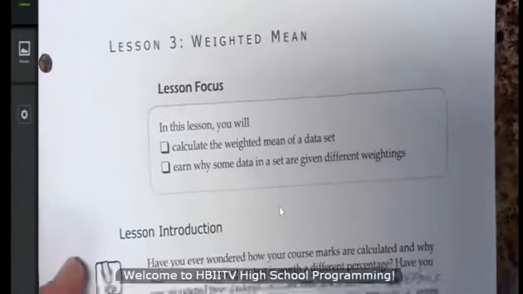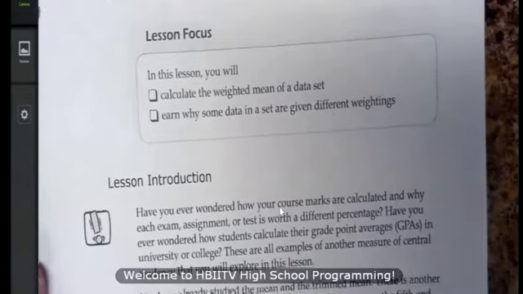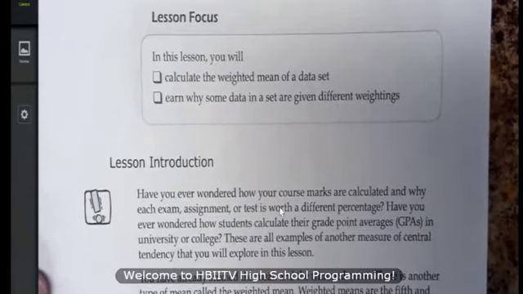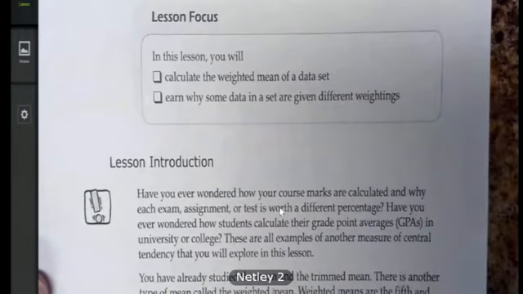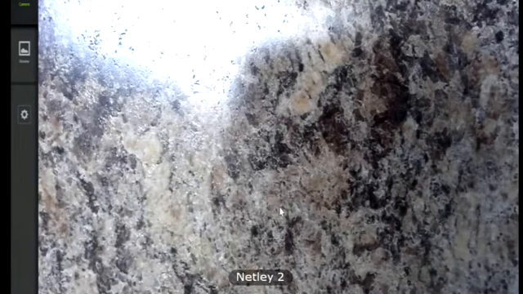The weighted mean. In this lesson you will calculate the weighted mean of a data set, and learn why some data in a set are given different weightings. So let's first of all give you a definition of what the weighted mean is.